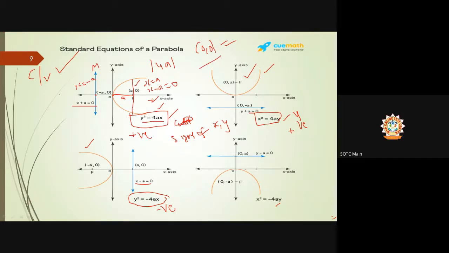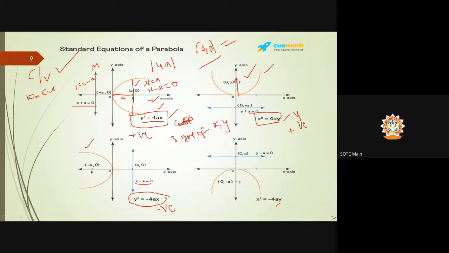Second is your focus point. You can always remember these images. If it is y square is equal to 4ax, then it is a comma 0. If it is x square is equal to 4ay, it is 0 comma a, like that, right? So you see how much distance the focus moves.